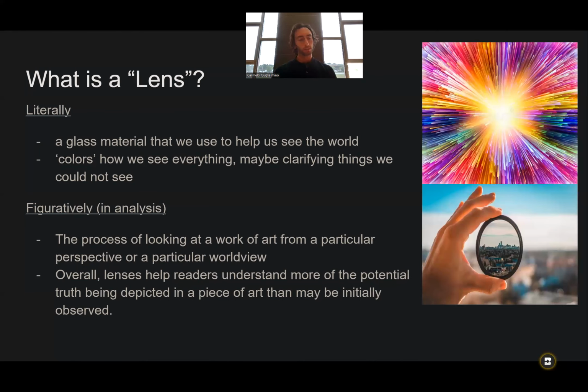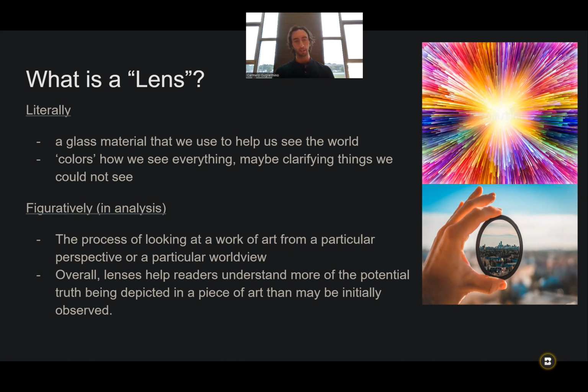To begin with, I want to talk about the actual definition of the term lens. Literally, the term lens is a metaphor. So what is a lens literally? Of course, we're thinking of a camera lens or a lens that we would look through in glasses or a pince-nez or something like that. And that is what we're referencing here. It's something that is going to, as the notes here say, color how we see everything, and by doing so, could maybe clarify things that we could not see beforehand. So that's what we're thinking of here.